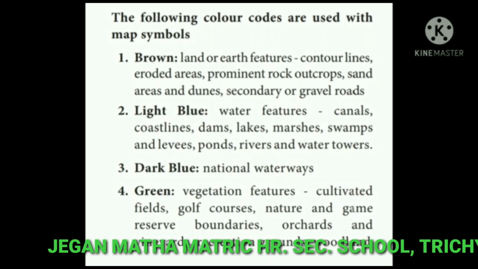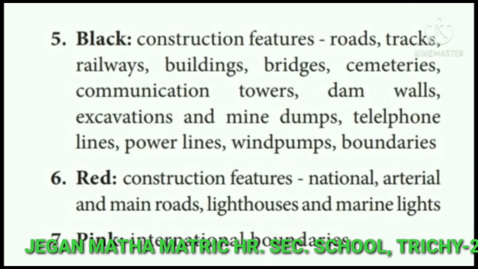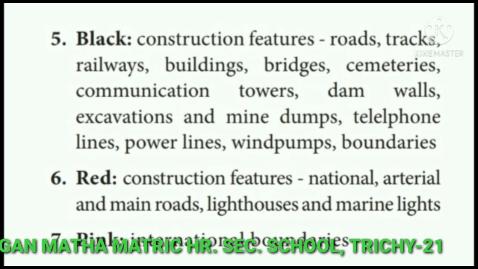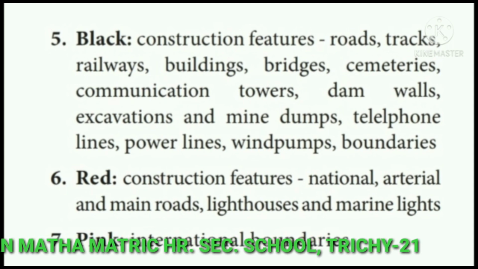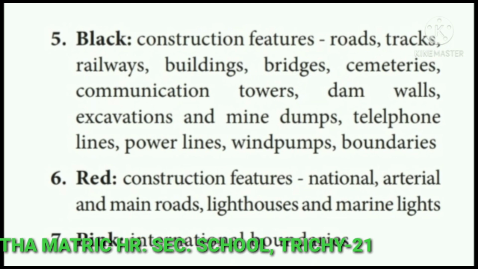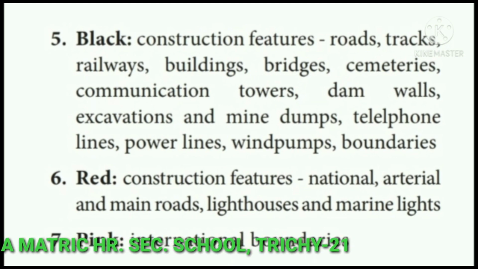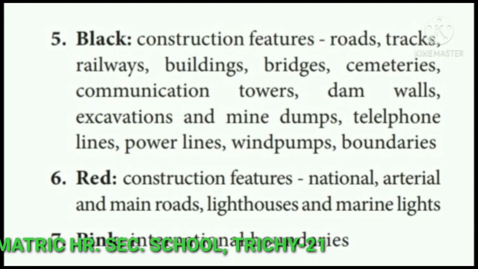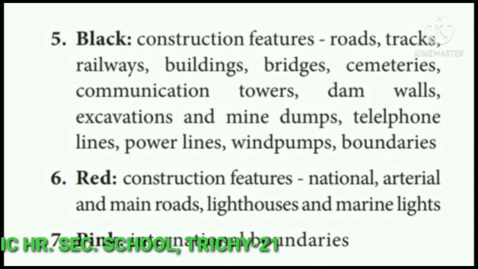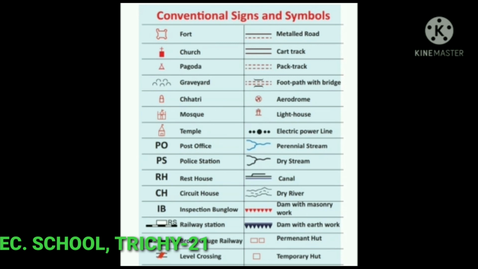Black: construction features, roads, tracks, railways, buildings, bridges, cemeteries, communication towers, dam walls, excavations and mine camps, telephone lines, power lines, wind farms, boundaries. Red: construction features, national and main roads, lighthouses and marine heights. Pink: international boundaries.